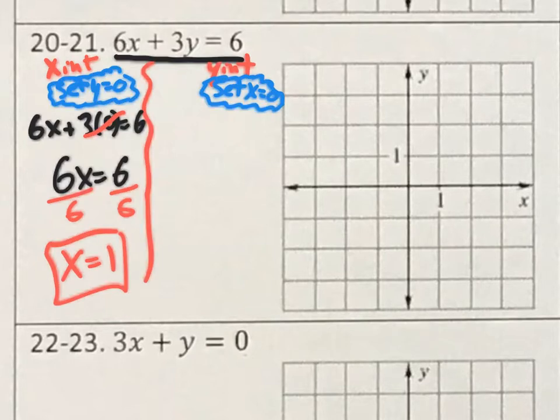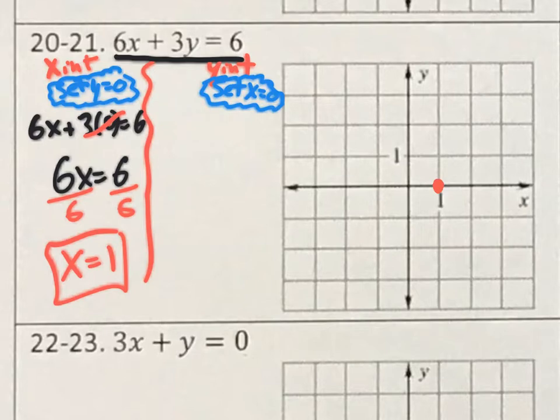Now what did we find here? We found the x-intercept value. What does that mean? I found out where my line is going to cross the x-axis. So here's the x-axis. It crosses at 1 right there. So I need to put a dot right there at 1.